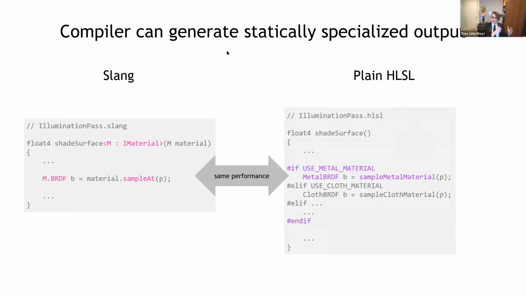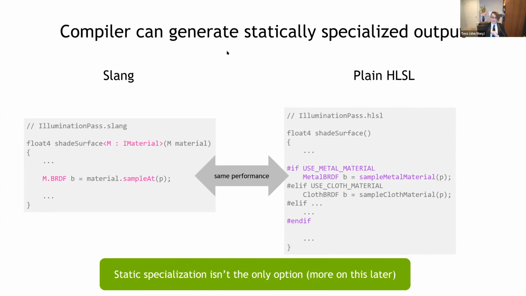So we have a much better organization of the program and much better static checking, but we have ultimately the same runtime performance. But that's actually not all. Static specialization isn't the only option. And we're going to talk about that a little more later.